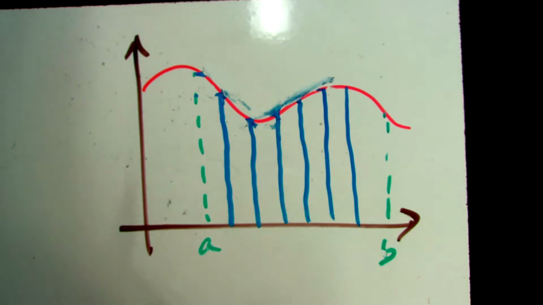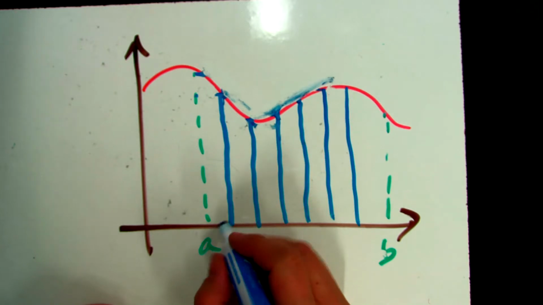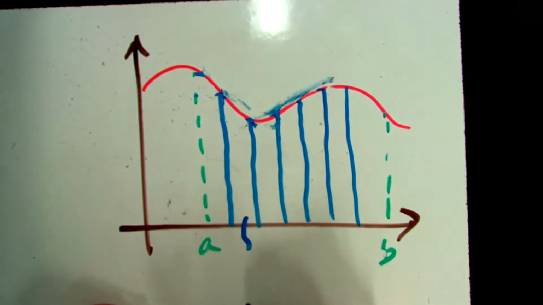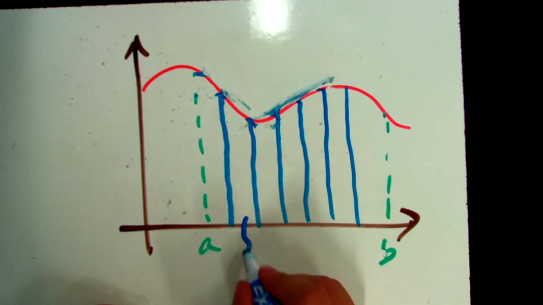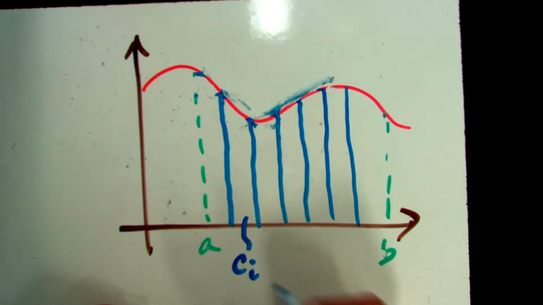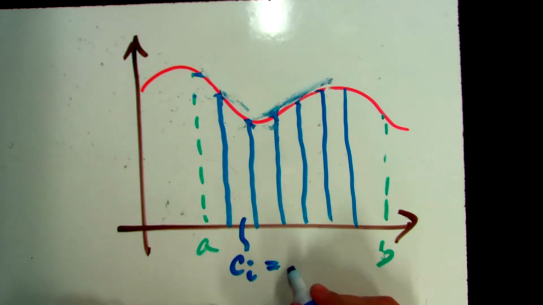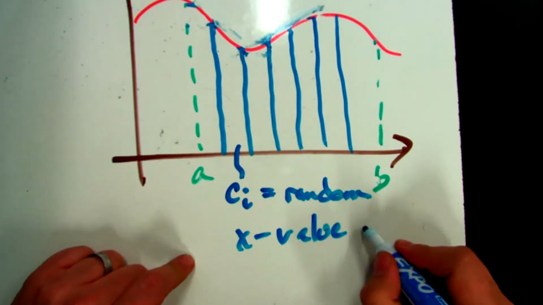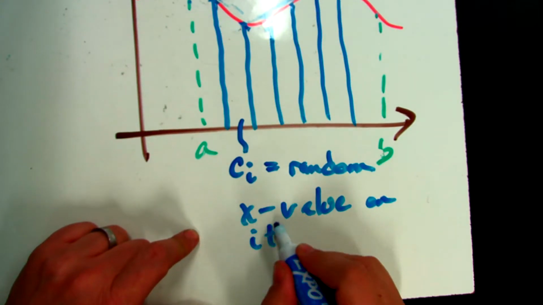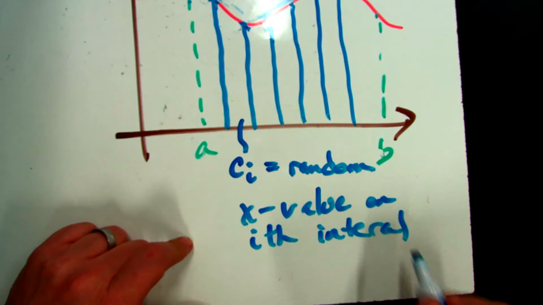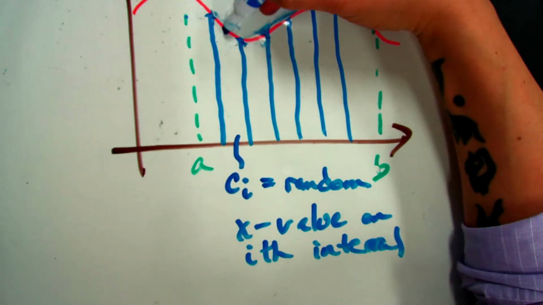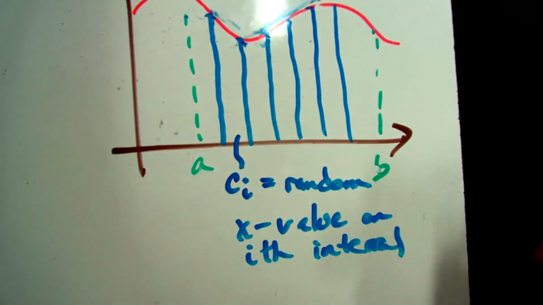It also means that the difference between the left-hand sum and the right-hand sum is not going to be very big. So instead of deciding to use a left-hand sum or a right-hand sum, we're just going to use some random x value on the interval. So we'll call this Ci. So Ci is a random x value on the ith interval. We're taking our rectangle, and we're just picking a random point in here, and we're using that to be our height.